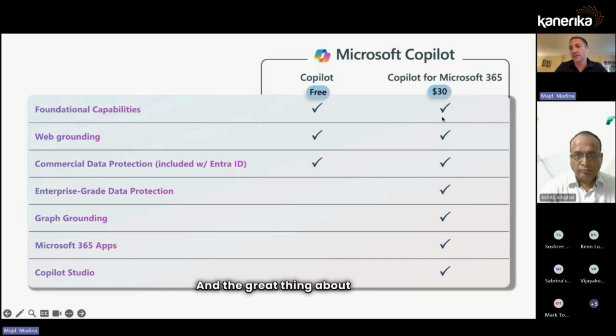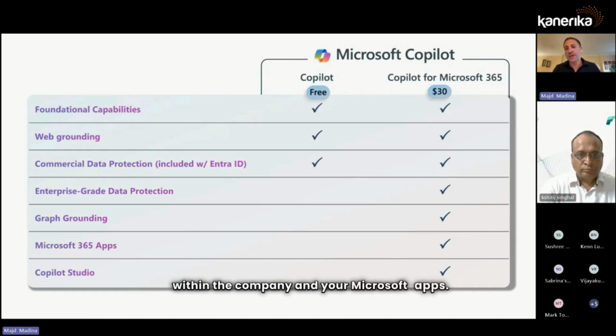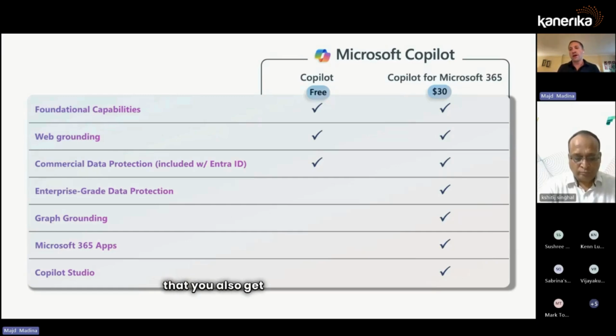And the great thing about it is that, of course, it's connected to the web because it uses the Copilot from the first three, but then it also gives you that enterprise-grade data protection. It gives you graph grounding, which means that it has access to all of your information within the company and your Microsoft apps. And one of the really cool things is that you also get access to Copilot Studio, which allows you to create your own Copilot.